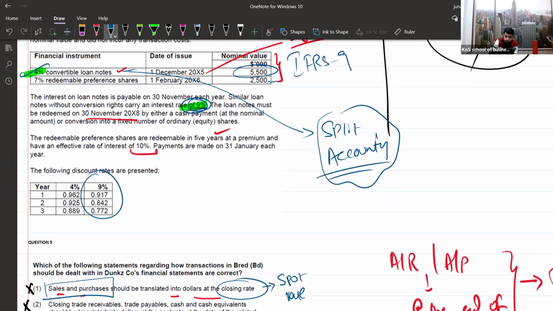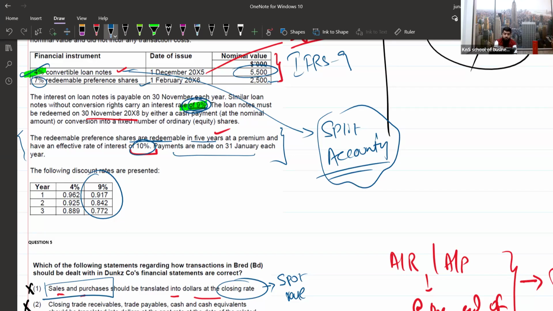Now that paragraph is related to the redeemable preference shares. The redeemable preference shares are redeemable in 5 years time. It means the duration is 5 years and definitely at a premium, and the effective rate is 10% and the coupon rate is 7%. Perfectly fine. Payments are made on 31st January each year. It means the coupon amount will be paid on 31st January each year.